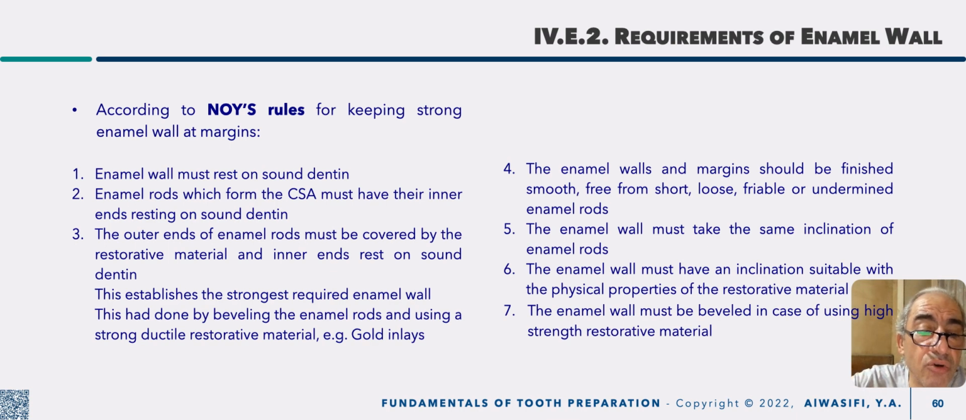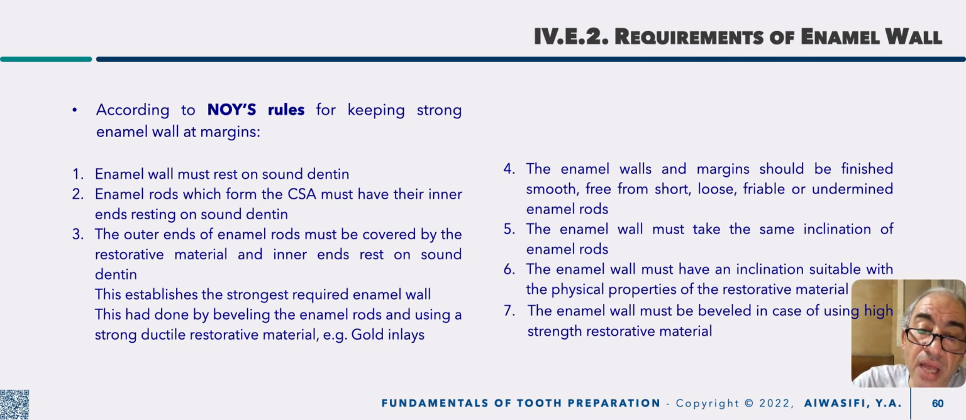The outer end of enamel rods, if it is not in the full thickness, at least it should be covered by high ductile material. That's why it should be beveled, to establish the strongest enamel wall, just to be covered by gold inlay or gold material at this bevel. Enamel walls and margins should be finished smooth, free from any short, loose, friable or undermined enamel. Enamel wall must take the inclination of enamel rods, must be in the same direction.